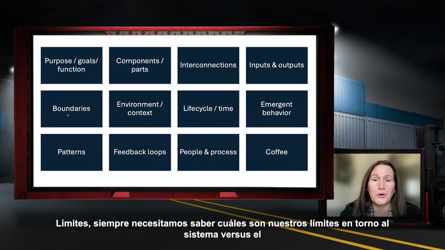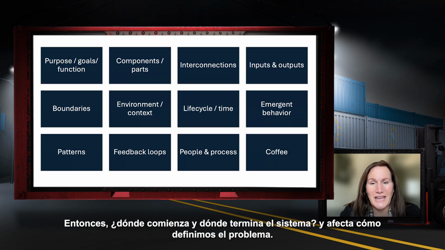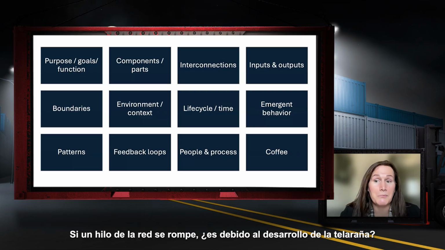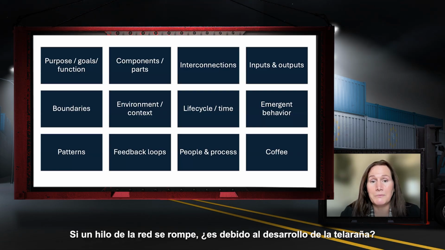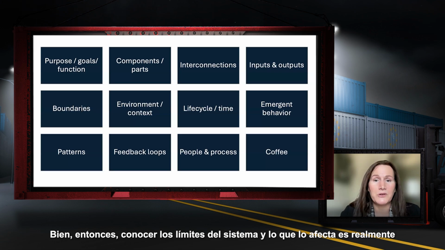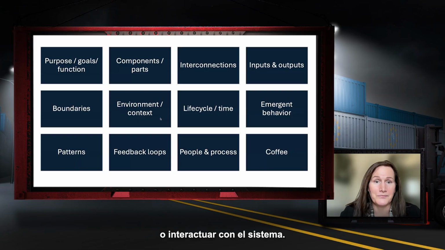Boundaries. We always need to know what our boundaries are around the system versus the environment in terms of people, process, technology. Where does the system start and end, and how does that affect how we define the problem? So think about the spider again. If a strand in the web breaks, is it because of web development? Is it because of the spider's skill? Or is it because of an external factor like rain? Knowing the boundaries of the system and what affects the system is really important, as well as the environment and the context, external factors that influence or interact with the system.